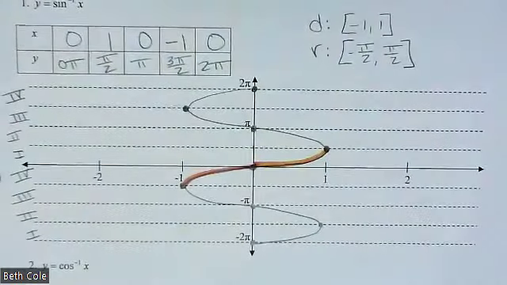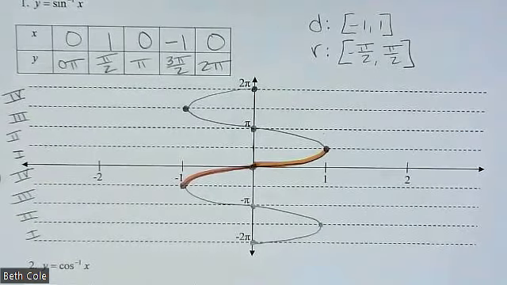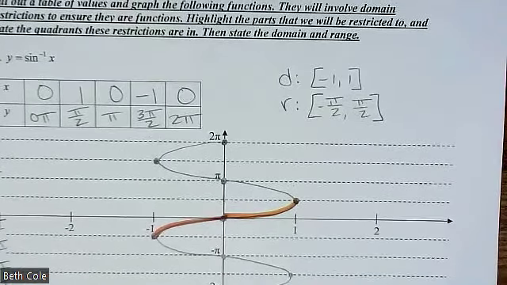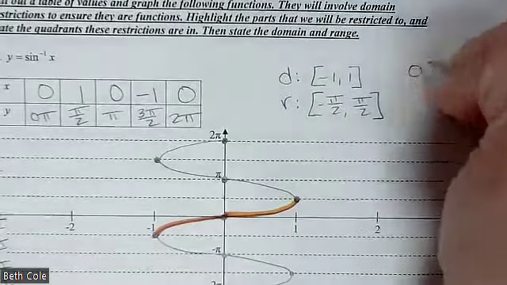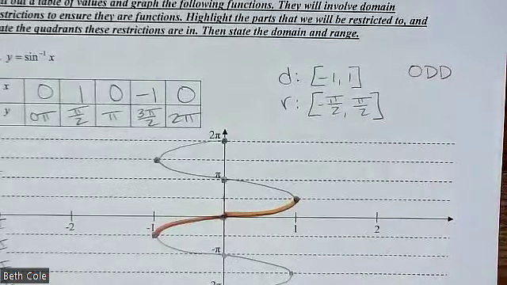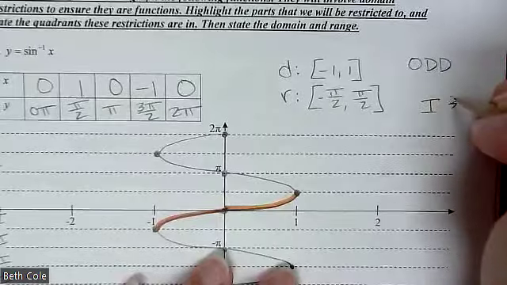And just for good measure, I'm going to bring this up as well. Is this an even function or an odd function? We did these before, but I'm just seeing if anyone... This one's odd. So sine inverse is in quadrants 1 and 4.